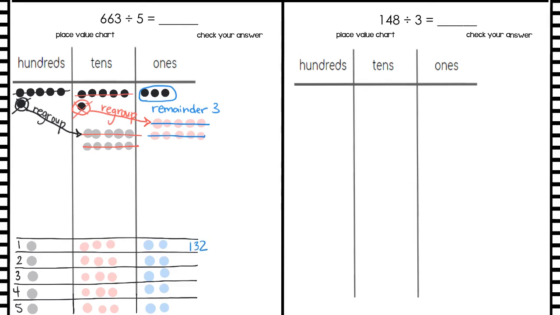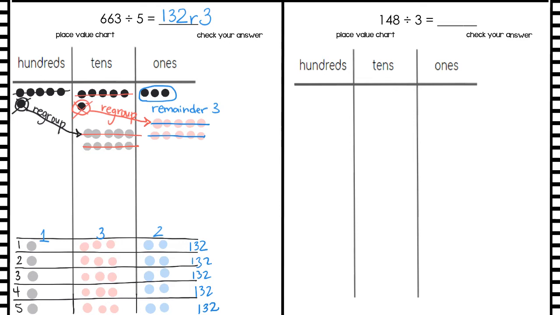And I can tell because I have 100, 3 tens, and 2 ones. So there's 132 in each group. So if we split 663 into 5 groups, we have 132 in each group. However, we have a remainder of 3 left over. Let's check our answer.